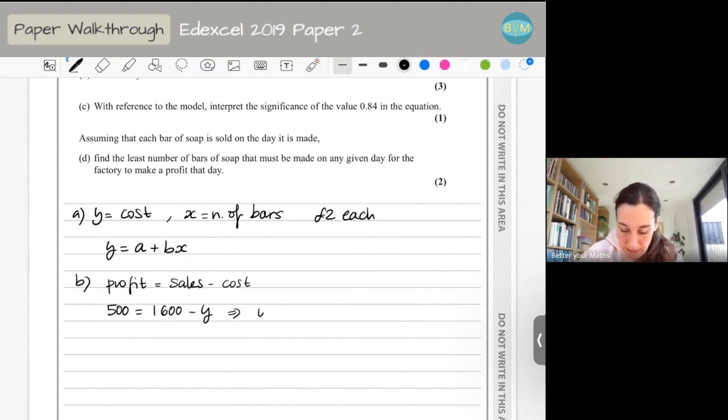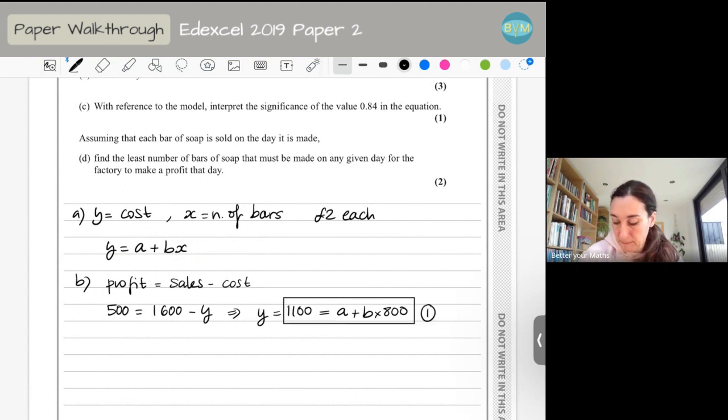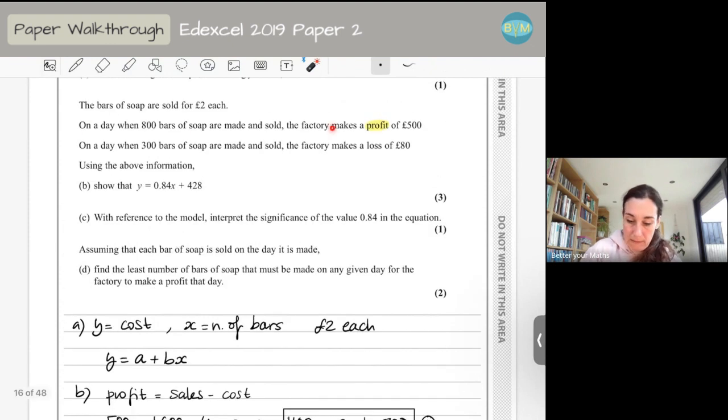So from here, I know that y is going to be 1,600 minus 500, which is 1,100. But I have an equation for that, which is this one. It's going to be A plus B, and I produce 800 bars, so this is times by 800. So I have one equation here that relates A and B. And you are guessing already that we are going to have simultaneous equations because we have two unknowns to find, A and B, and we have two lines of information, this one and this one.